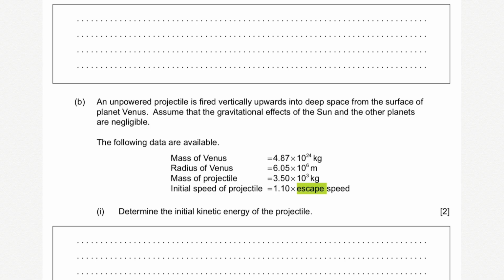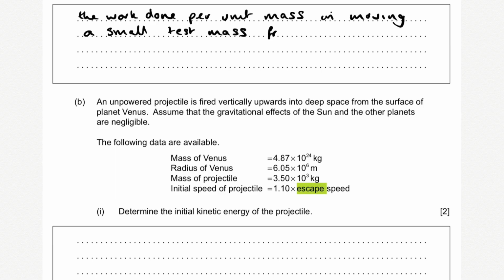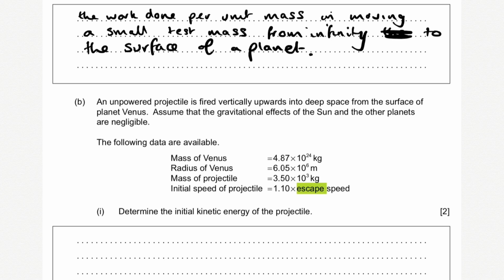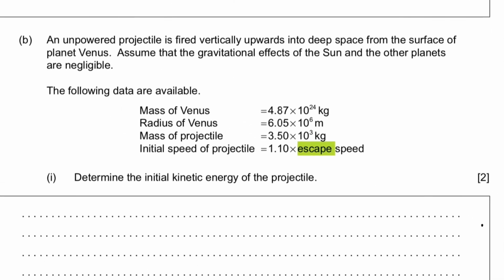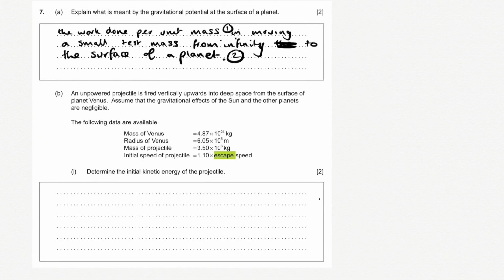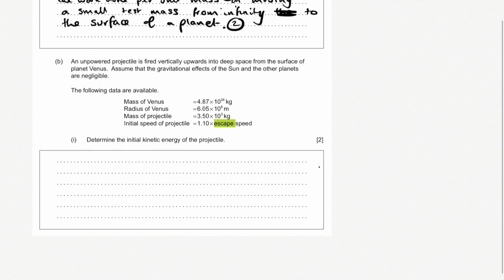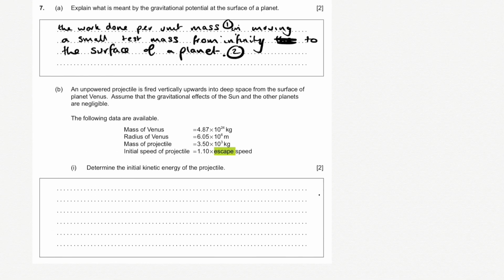The gravitational potential at the surface of the planet is, that's 2 marks. 1 mark would have been the work done per unit mass, and the second mark would be in moving the small test mass from infinity to the surface of a planet. I can't tell you any more that you need to learn your definitions, and here's a key example: if you know your definitions, there's no physics involved in this, it's simply memorization, and you should be able to do that as you work through the course and memorize them.